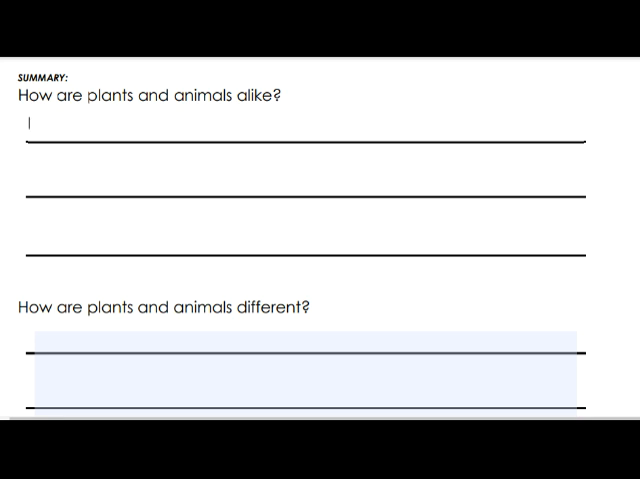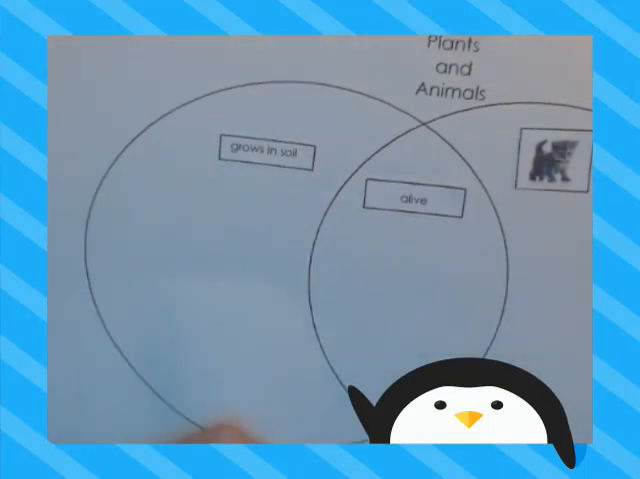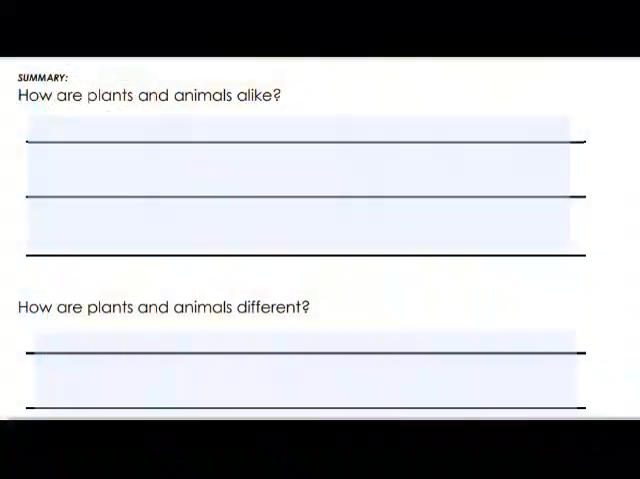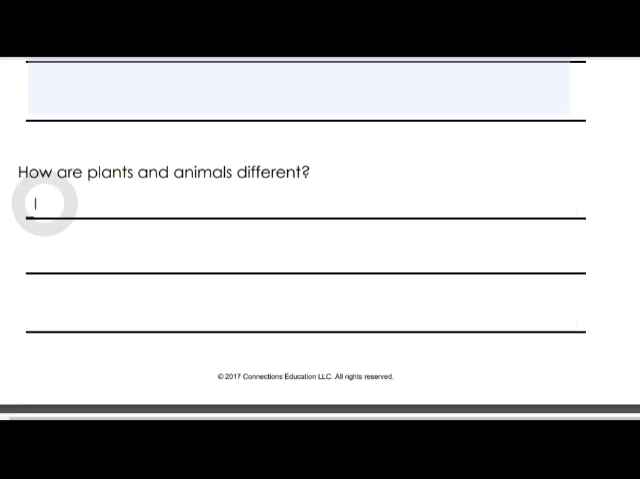So I know, looking back at my Venn diagram, one of the characteristics that's the same about plants and animals is that they are both alive. I can use my Venn diagram to help me answer this question. Both plants and animals are alive. So that is one way that they're alike or the same. They're both alive.